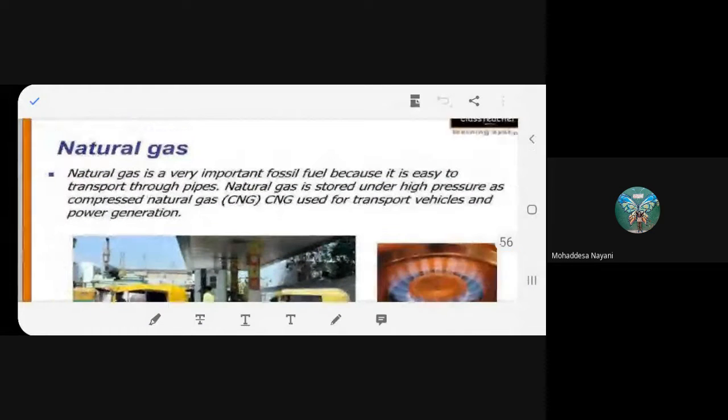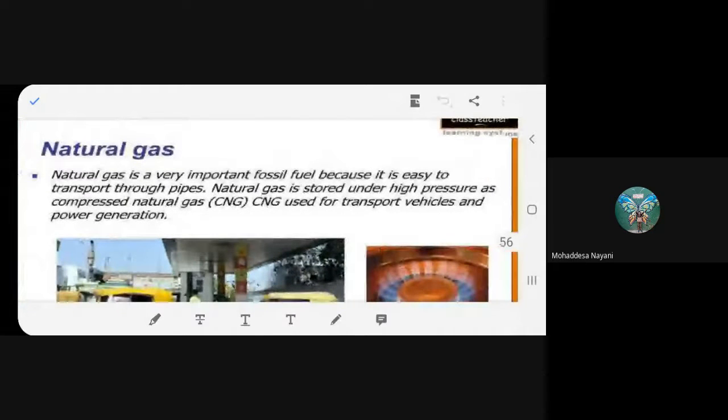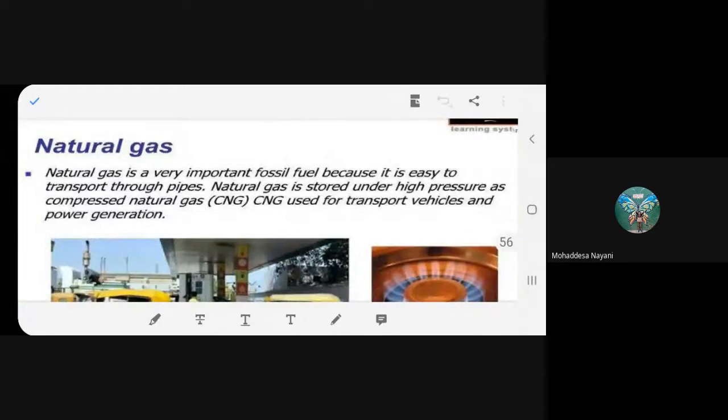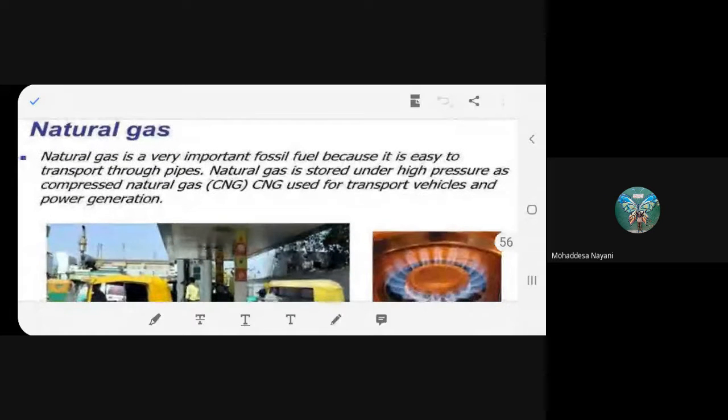Start. Read better. Natural gas. Natural gas is a very important fossil fuel because it is easy to transport through pipes. Natural gas is stored under high pressure as compressed natural gas (CNG). CNG is used for transport vehicles and power generation.